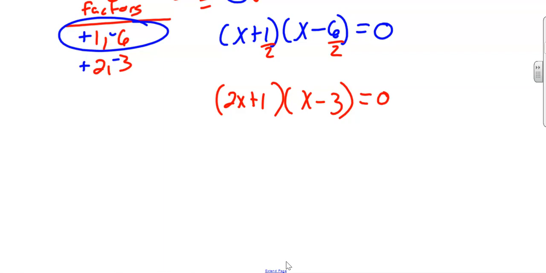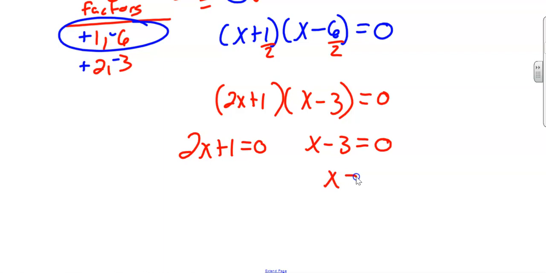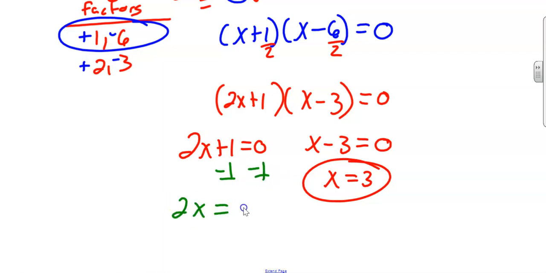With solving, the only thing you do different is once you get to the end, you just set each parentheses equal to 0. One on the right side, really easy. Just add 3 to both sides. That's x equals 3. The one on the left side, we'll subtract 1. And then divide by the 2.